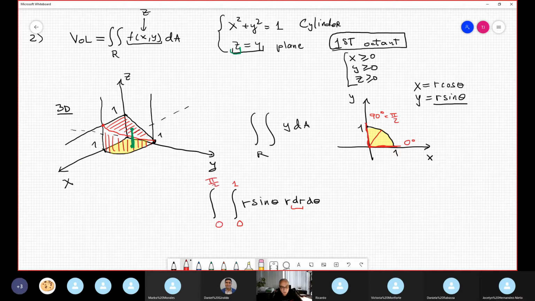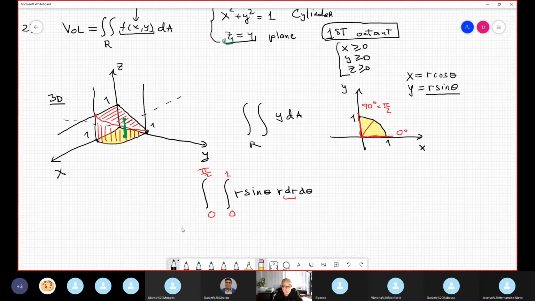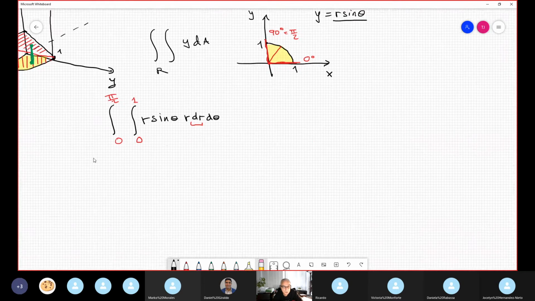So we almost be ready for solving this double integral. Entonces basically is integral from 0 to pi over 2, equal sign, I forgot, integral from 0 to 1 r squared, because r and r together, dr, and sine, well, stay here, sine theta d theta.